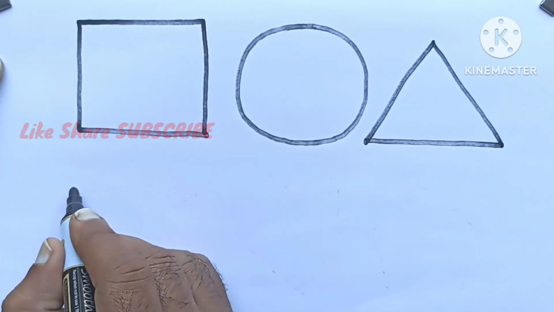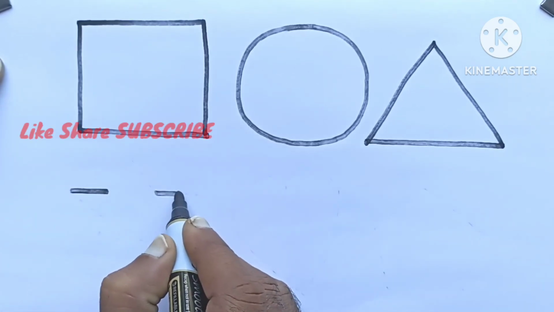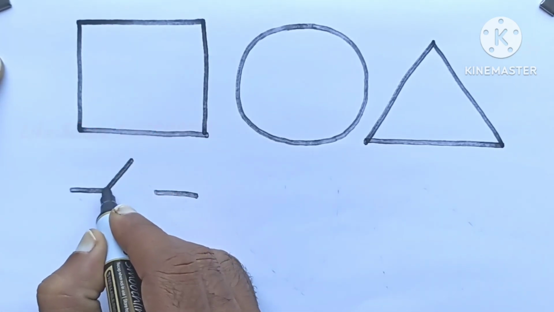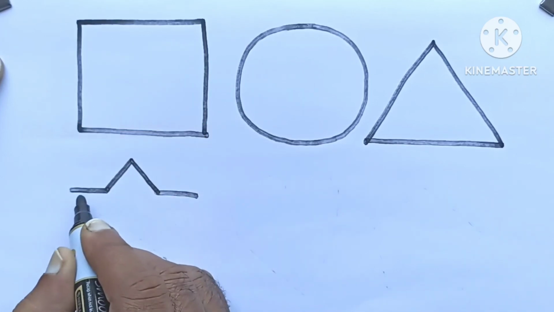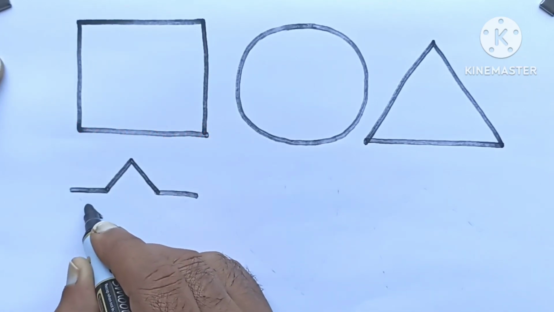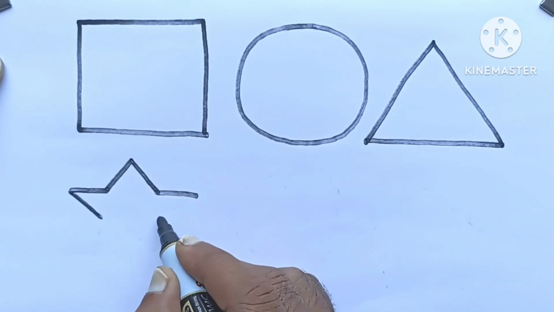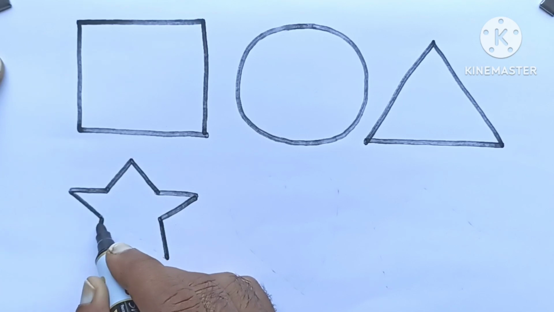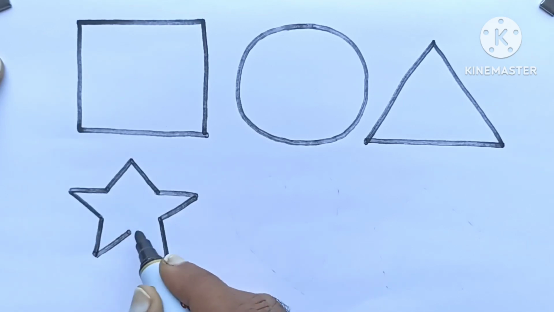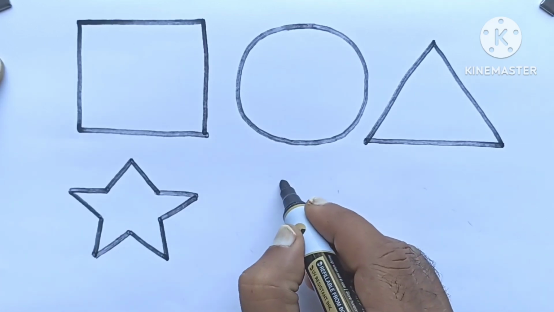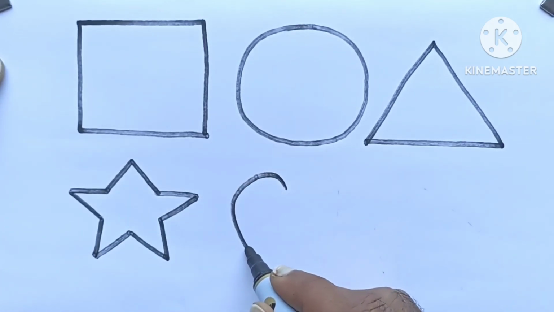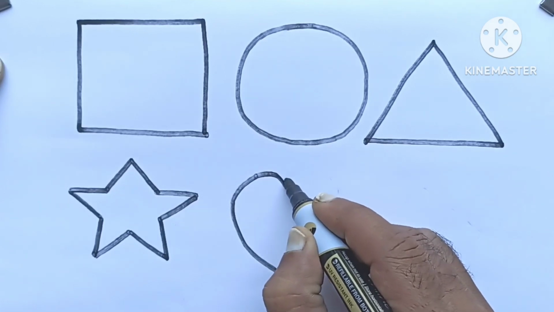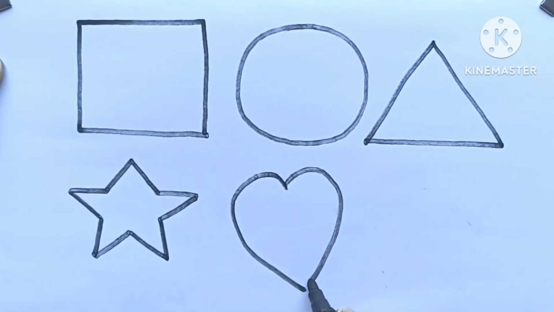Triangle. Star. Star. Heart. It's a good heart. We are drawing a heart. It's a heart.